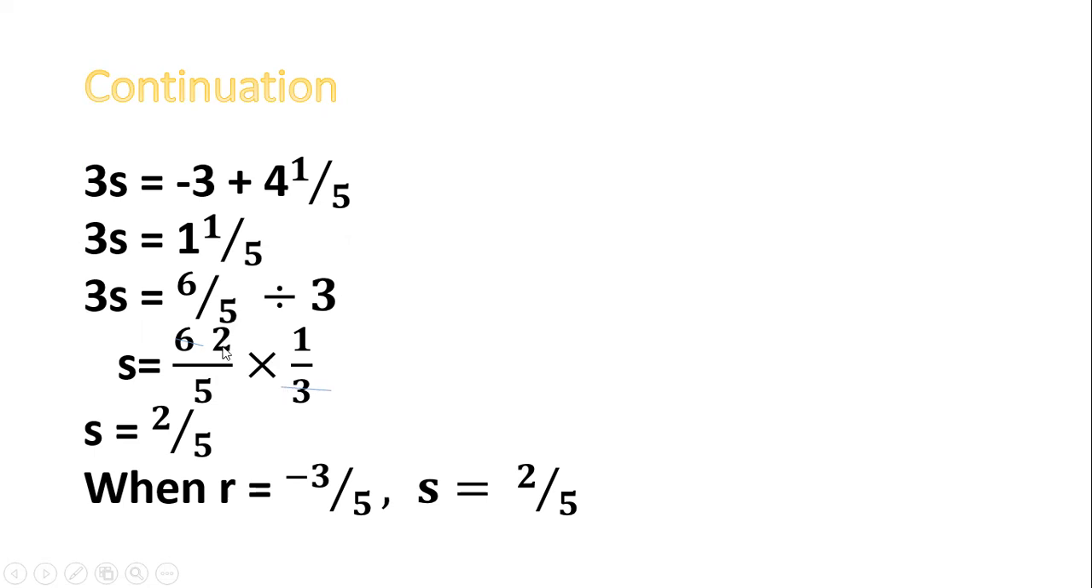3 here, 1; 3 here, 2. So 2 times 1, 2; 5 times 1, 5. So x is what? 2 over 5. So when r is minus 3 over 5, x is 2 over 5.